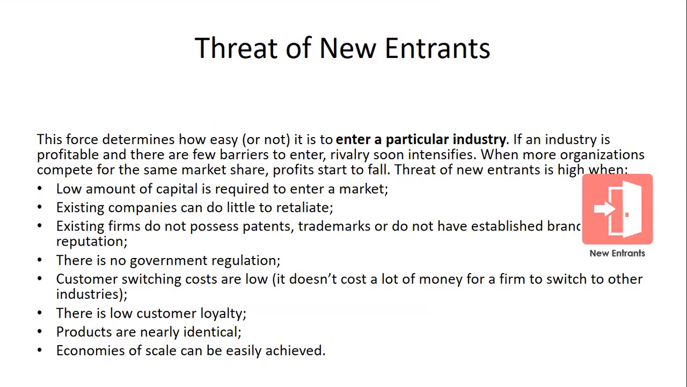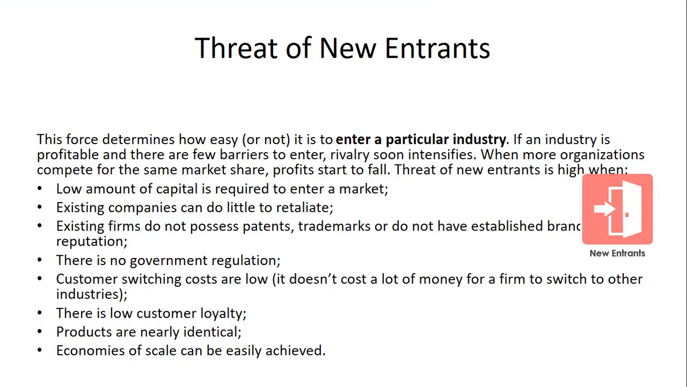So definitely this force determines how easy or not it is to enter a new market or industry. Maybe there are barriers, maybe there are rivals. So definitely the threat is very high when the following points are noted, like low amount of capital, or existing firms do not possess patents, trademarks. Then there is no government regulation, the switching cost is low, customer loyalty is low, products are nearly identical, or economies of scale can be easily achieved. So in this situation, you can understand the threat of the new entrants is high.